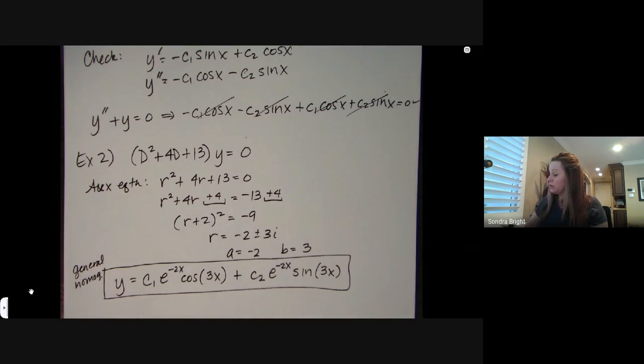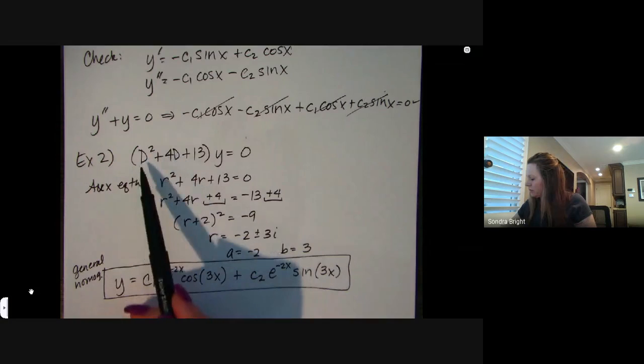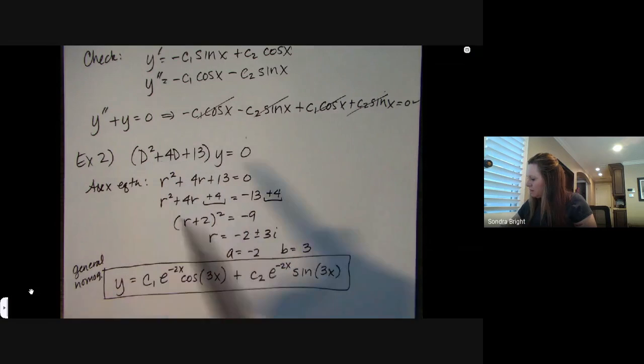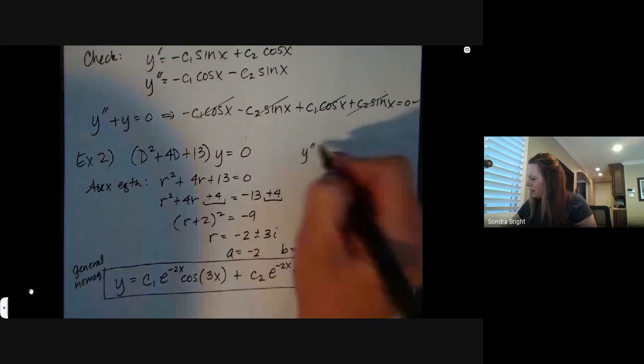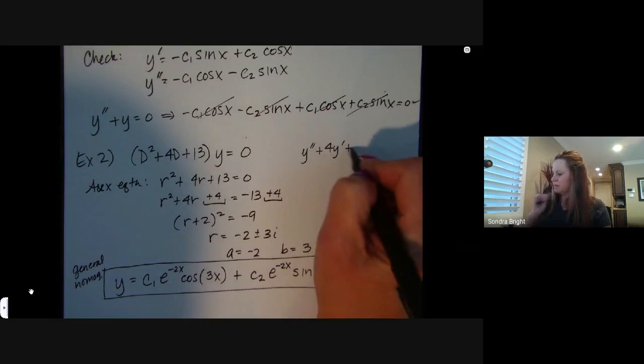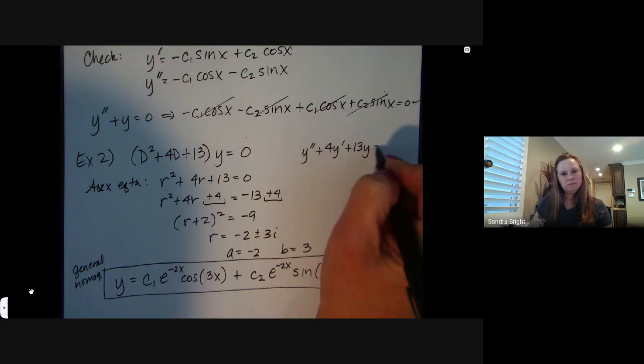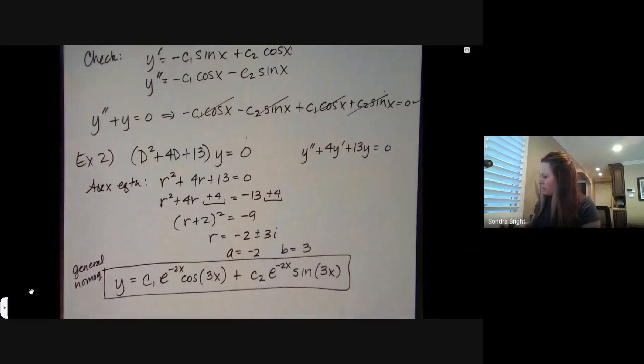Okay. And again, if you went to check this, you'd have to find the first derivative and the second derivative, since this is equivalent to y double prime plus 4y prime plus 13y equals 0, and then plug them in to check it. I'm not going to bother. I know I'm right. Not always, though.